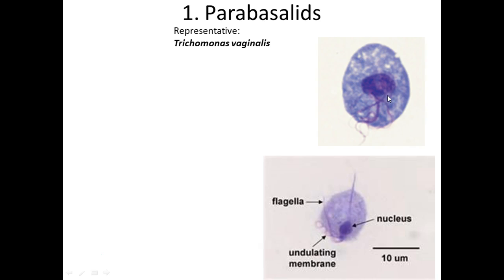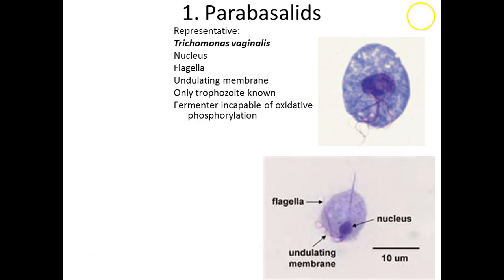Okay. So this is Trichomonas vaginalis. As I said, we don't have any slides. It'd be better if we got to see the live organisms. It's really fun to watch these guys swim around. I'm sure you could search YouTube and watch them wiggle. They're pretty cool. They have a nucleus, they have flagella, they have an undulating membrane. That's why they move really cool. They're only known to have the trophocyte phase. They're not known to form cysts.